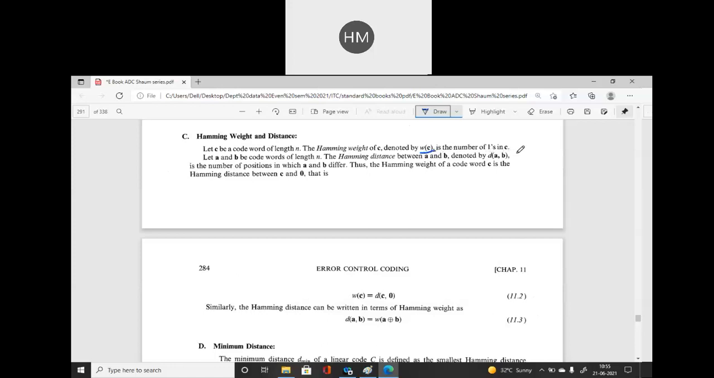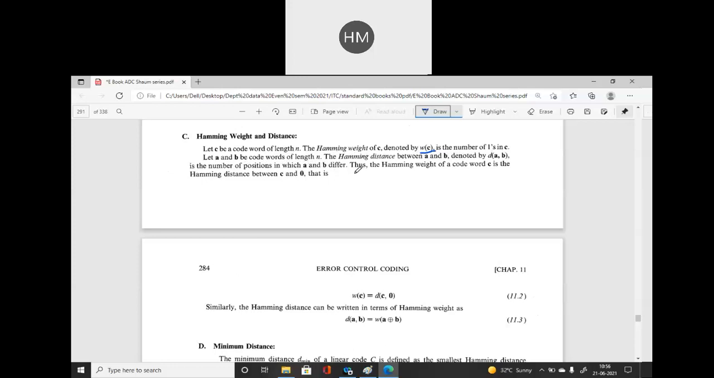If my code word is 8 digits and only 5 of them are ones, then that will define the weight of the code. Okay, it is an 8-bit code word, out of which 5 bits are 1, so that is my Hamming weight. Okay, let A and B be code words of length n. The Hamming distance between A and B, denoted by D(A,B), is the number of positions in which A and B differ.